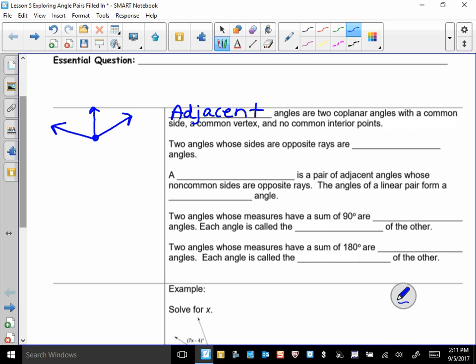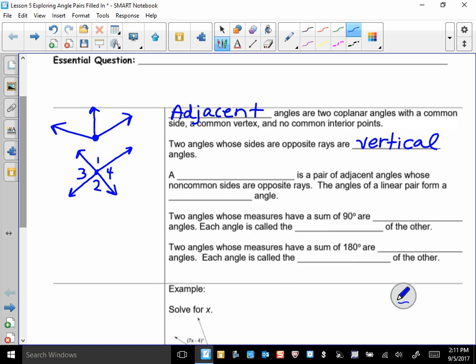Okay, two angles whose sides are opposite rays are called vertical angles. Vertical angles, so opposite rays. So here's a pair of opposite rays. Here's a pair of opposite rays. So angles 1 and 2 would be vertical angles. Angles 3 and 4 would be vertical angles.